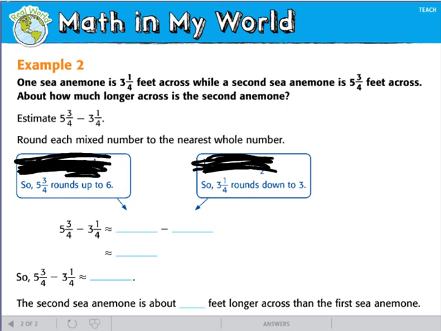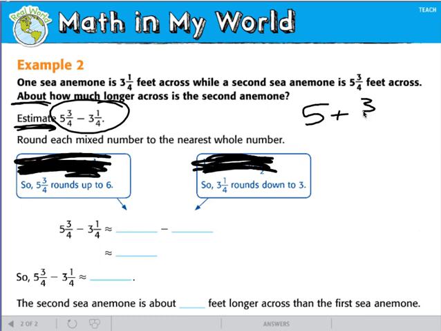We are not rounding that way. Okay. One sea anemone is 3 1/4 feet across, while the second sea anemone is 5 3/4 feet across. About how much longer across is the second sea anemone? So look, it says about, so we're rounding. See here it says estimate. They set up our problem for us already. So how are we rounding?